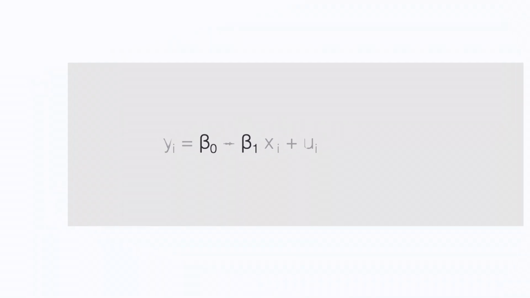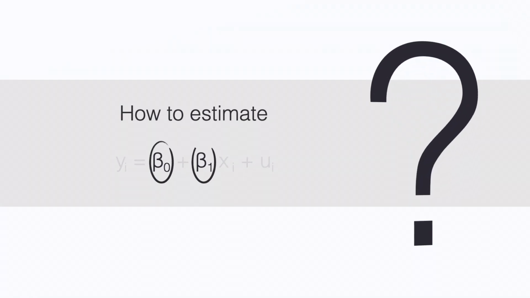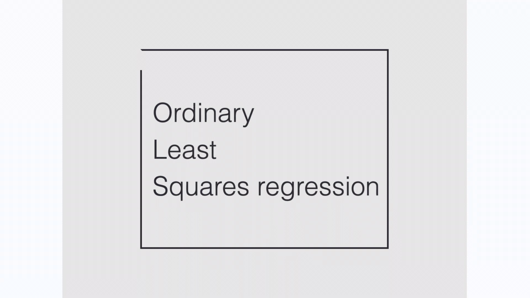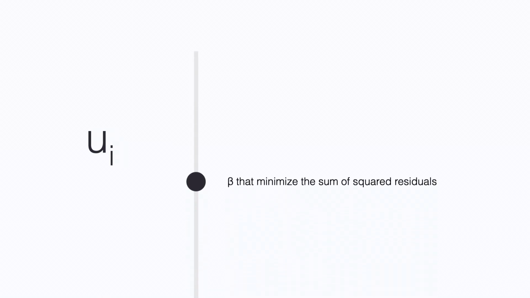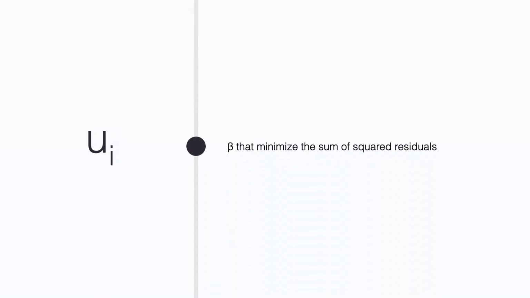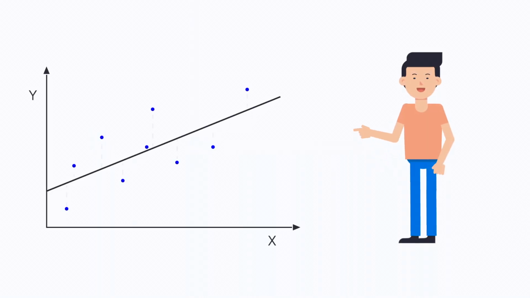A way to estimate parameters beta 0 and beta 1 is to use so-called ordinary least squares regression, or OLS. Here's where the error term u comes in. We find the betas that minimize the sum of squared residuals. In other words, we minimize the error terms. You can think of this as minimizing the distance between the straight line and the data points.